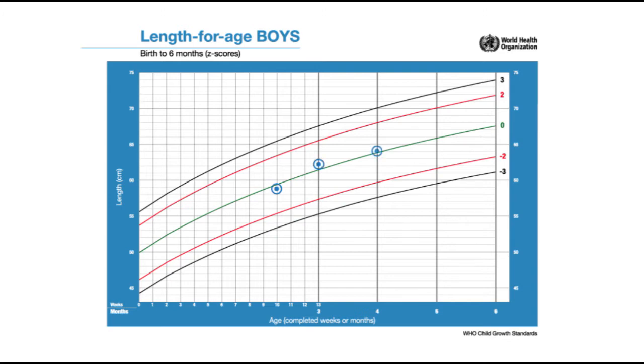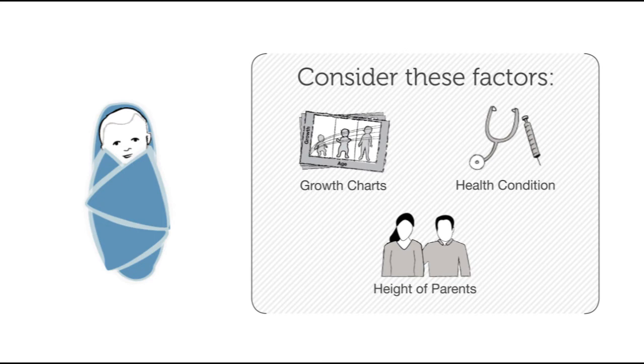Accurately plotting measurements on a growth chart is an important component of finding out if a child is following a normal growth pattern. If the growth pattern is not normal, it could indicate malnutrition. Remember, it's very important to consider a child's whole situation when interpreting trends on growth charts.